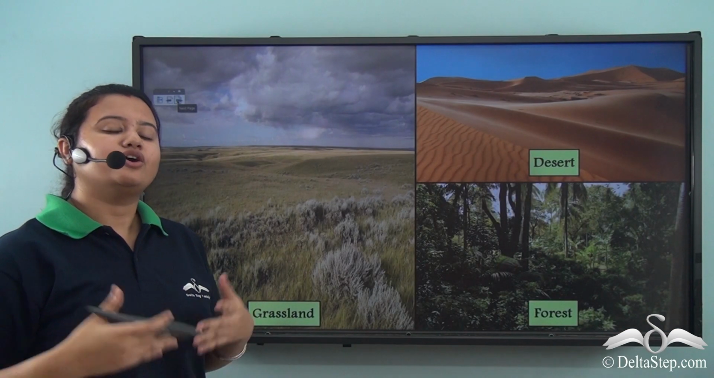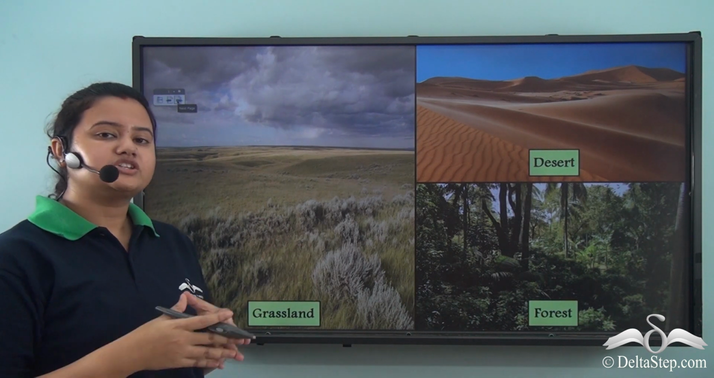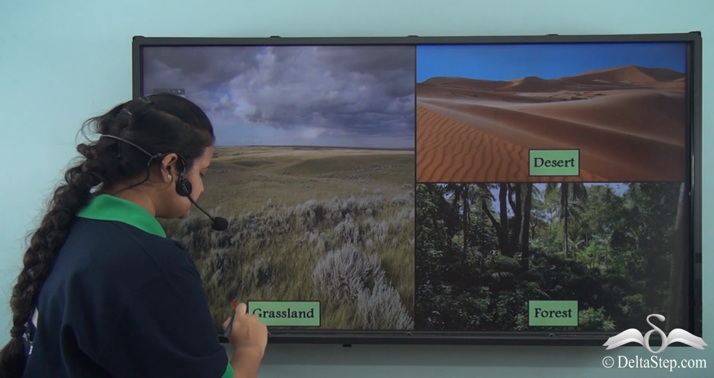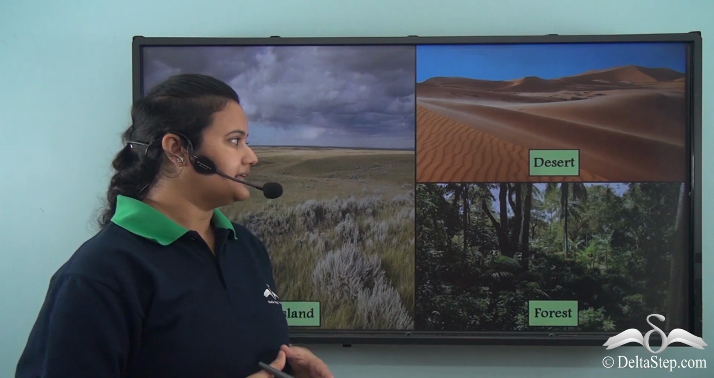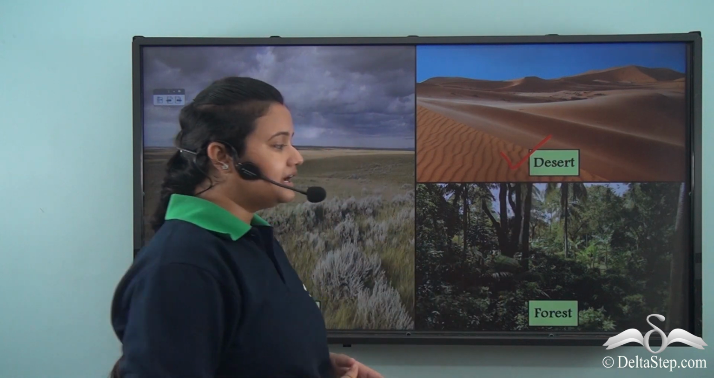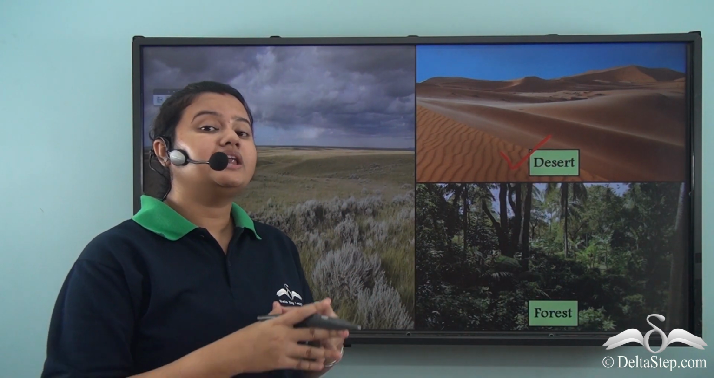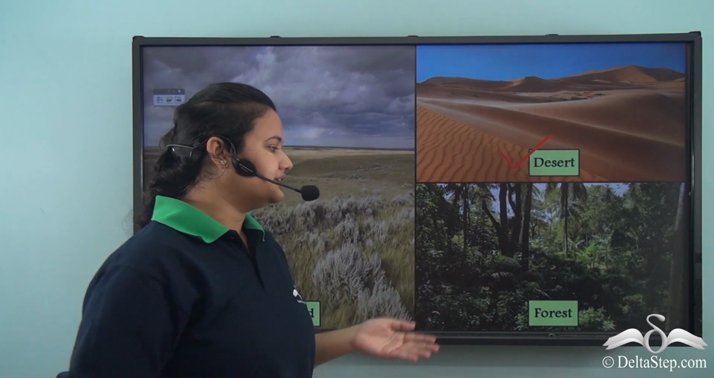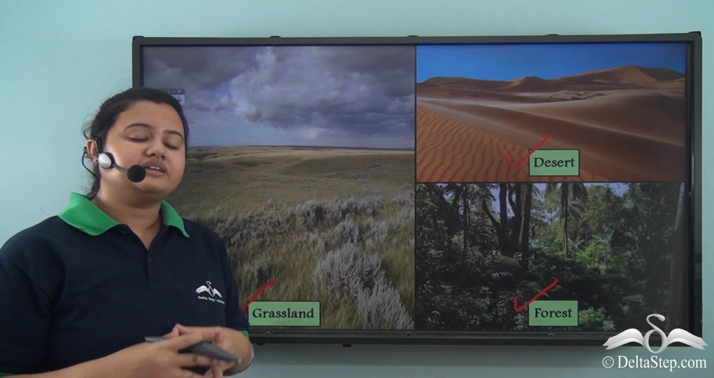Now, plains are of various types. For instance, they can be covered with shrubs, as in the case of a grassland. They can also be completely dry and barren, as in the case of deserts. Again, plains can also be completely covered with tall, dense trees, as in the case of a forest. So, plains can be of various types.